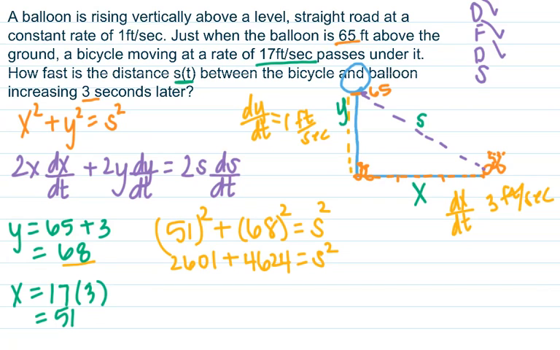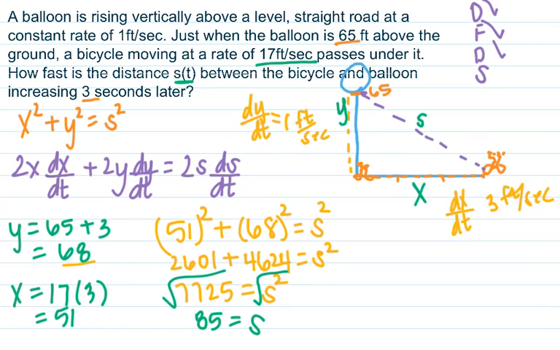Then we're going to add those two numbers together. It's going to give us 7,225 is equal to s squared. And then, of course, to undo the squared, we take the square root. So the square root of 7,225 is 85. So s is equal to 85.